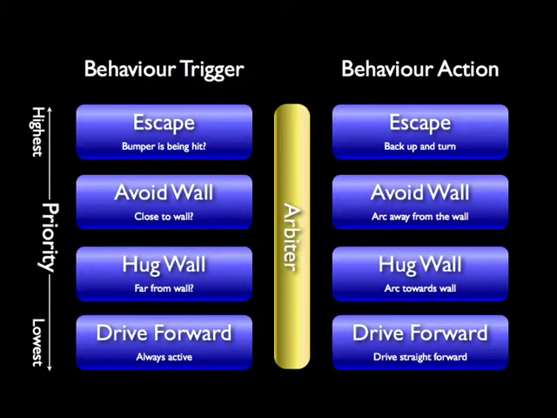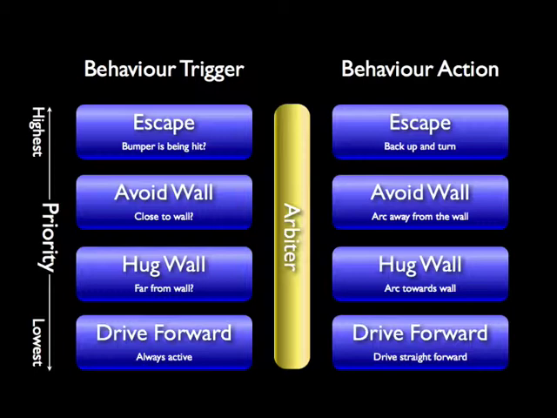Now, things aren't quite as simple as it looked in that last diagram. We actually have to split the behaviors into 3 different parts, at least if we're doing it with NXT-G. If you look on the left hand side, we've got behavior triggers. So drive forward is always active. That's its trigger. It's always going. Hug wall will trigger when we're far from the wall, and avoid wall will trigger when we're close to the wall, and escape when the bumper is being hit.